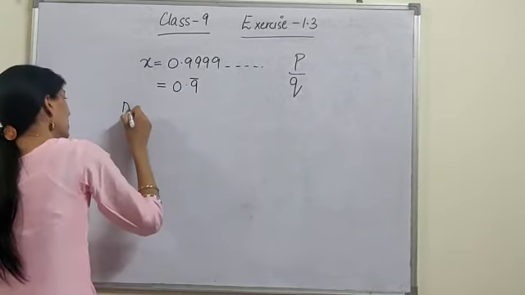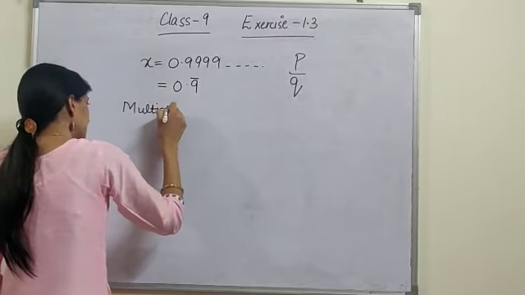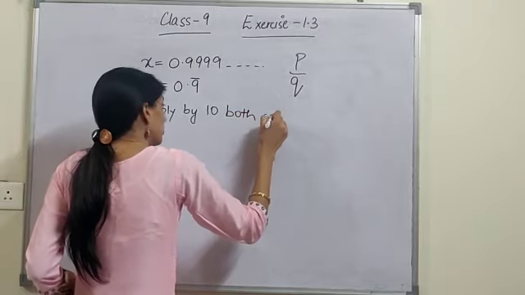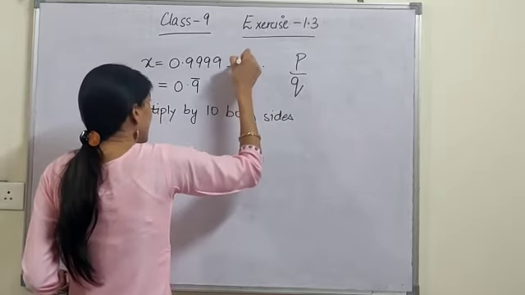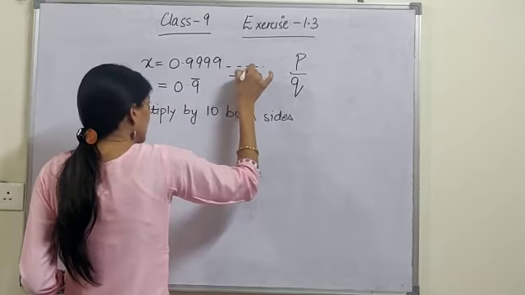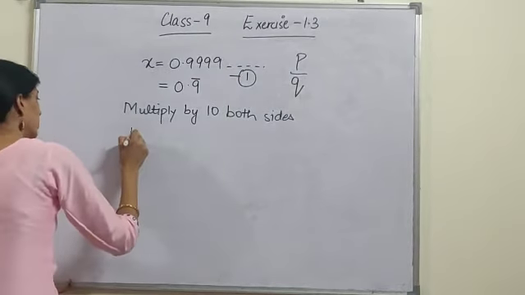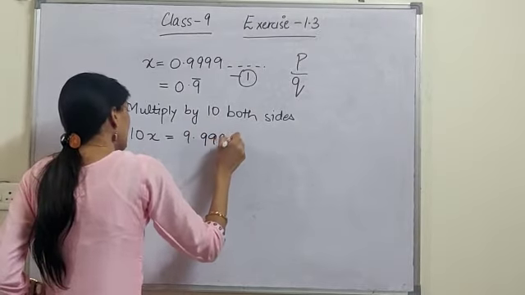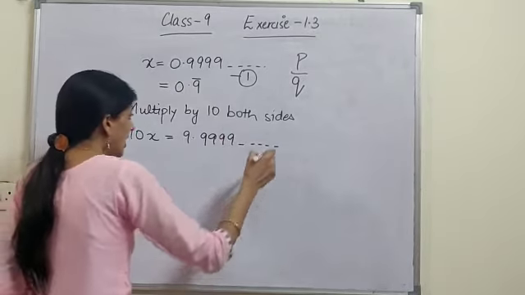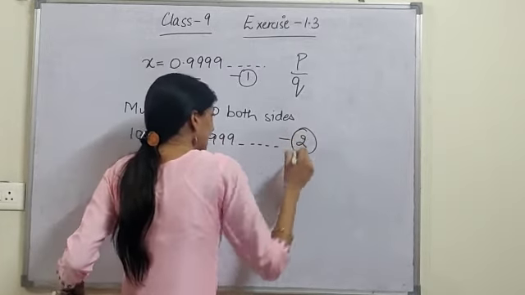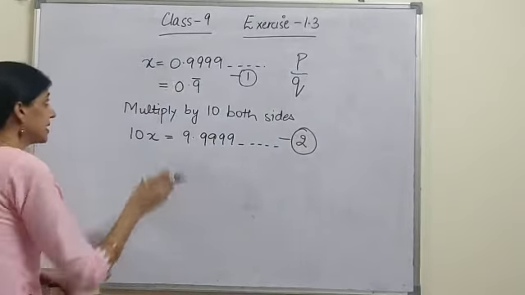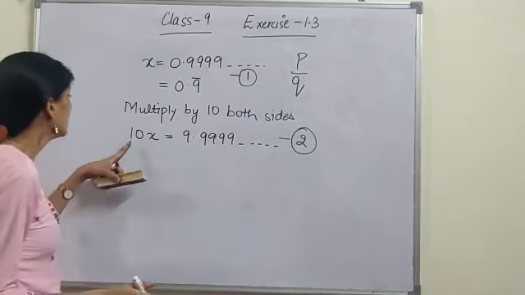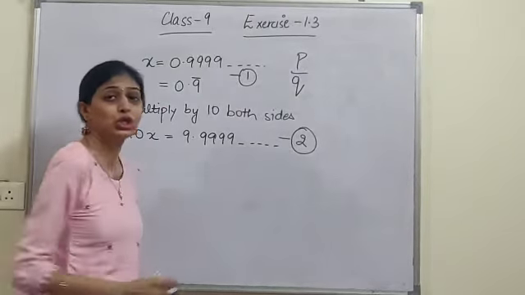Okay, now the bar is on a single digit, so we have to multiply both sides by 10. Name it as 1. So it will become 10x equals to 9.9999 and so on, and this is your second step, right? Always name the number which is given to you as x and 1, and after multiplying name it as 2.